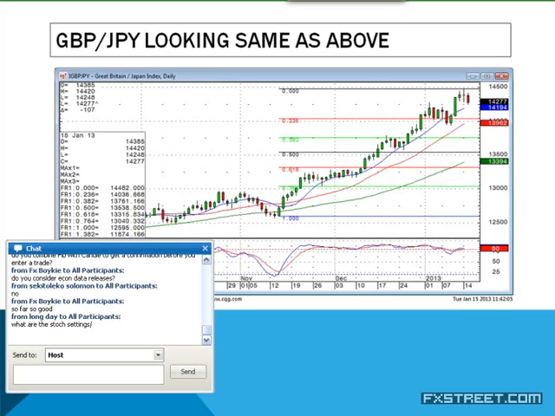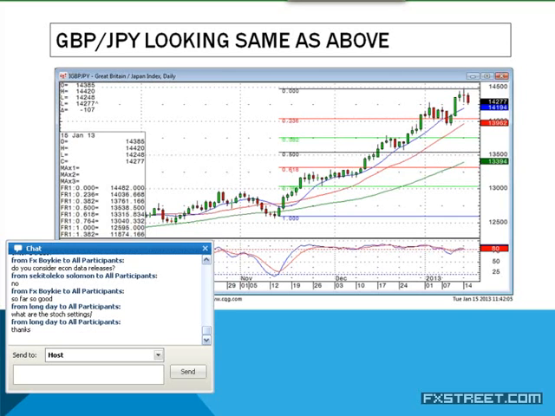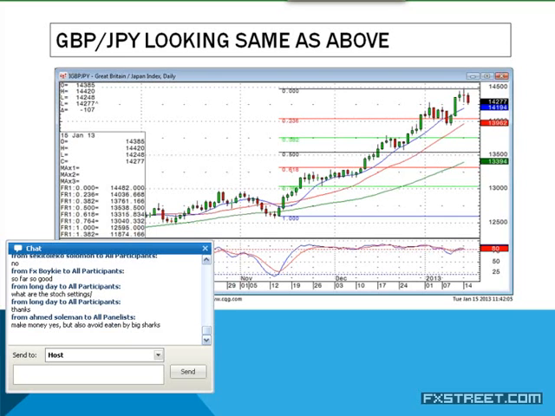What are the stochastic settings? 10-3-3 on a slow stochastic. Don't use the fast stochastic because it will get you whipped around in and out. Now, you look at these. One of your best trading opportunities is when the daily and the 60-minute charts.